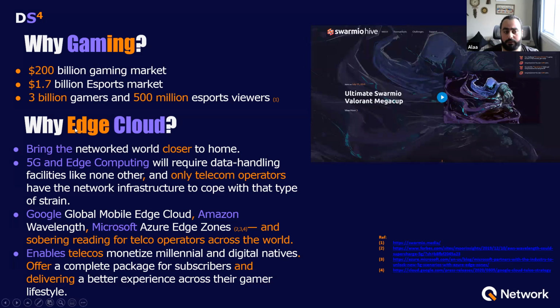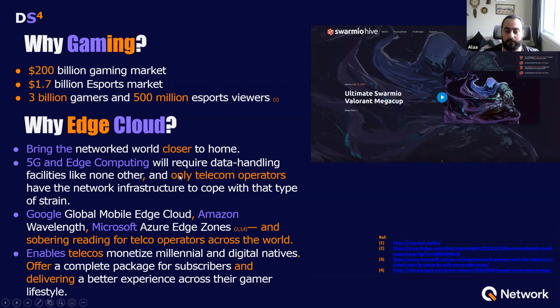So why do we choose edge cloud gaming? Taking advantage of the gaming industry, we can bring the network and the computation way closer to the user. With the advent of 5G and edge computing, a lot of data handling would have to be done on the edge side, which is very close to the user. That would reduce the latency and boost performance.